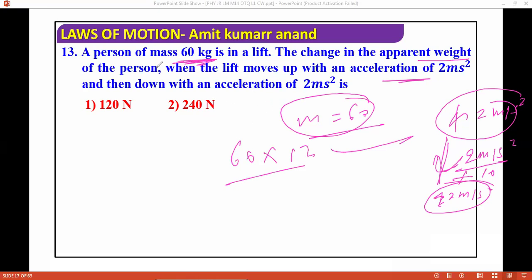And in the next case, the person, when the lift moves down with the same acceleration. When the lift is moving down, you have to apply pseudo acceleration in the upward direction, that is 2 meters per second square. So it will subtract, 10 minus 2, this is 8 meters per second square. Then you have to multiply 60 into 8. It will come 480.